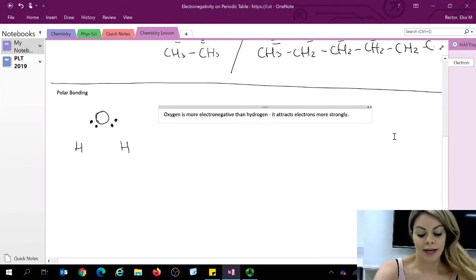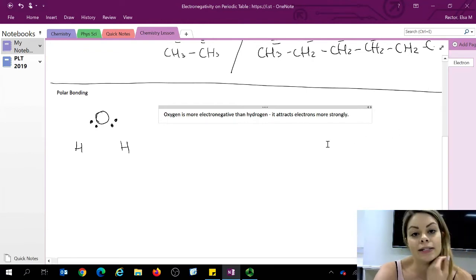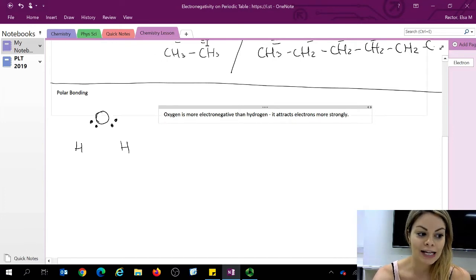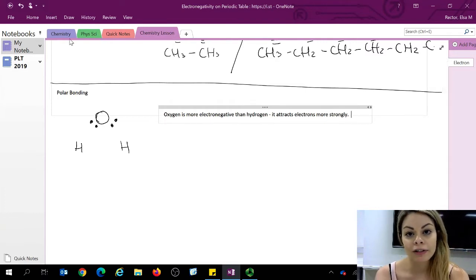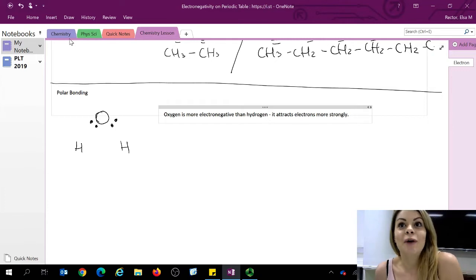Okay, so that brings in this concept of electronegativity, which is something you need to know about, and it is how well something is going to attract electrons. So you might like to have a little look at your periodic table and think about which atoms are going to be more electronegative. Which atoms in the periodic table do you think are going to be the best at attracting electrons? If you want to think about it, you might like to pause.